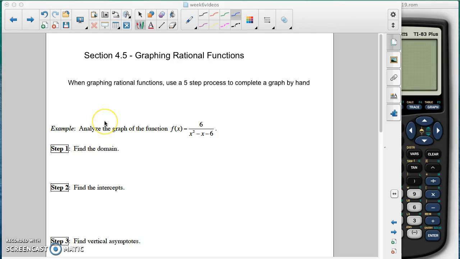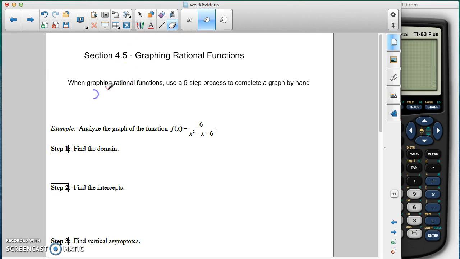Hello, and in this video we're going to be looking at section 4.5, graphing rational functions. We're going to be taking a look at all of the different things that we did in the previous videos this week and putting that together in a 5-step process to graph by hand. So the things that we did with asymptotes, the things we did with domain or range, all of those things will be used in this video to help you graph a rational function.